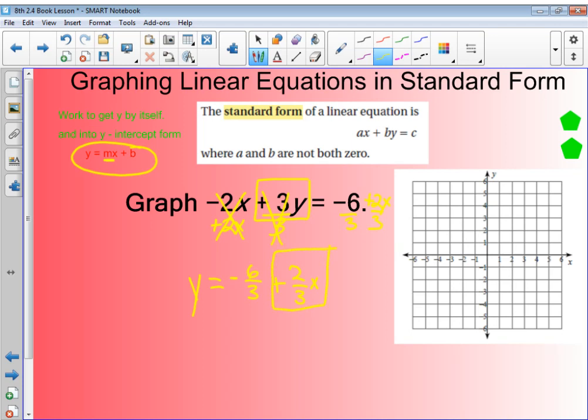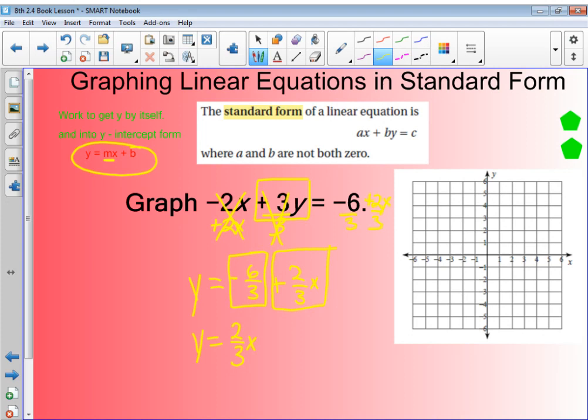Could I graph it without rewriting it? Now that everything's on one side of the equal sign, yes, I could, but I'm more comfortable with seeing it in the form that I'm used to having it. So if I rewrite this, we have y equals 2 over 3x, and that was positive, so I don't have to put a symbol in front. And then I'm going to reduce this down.